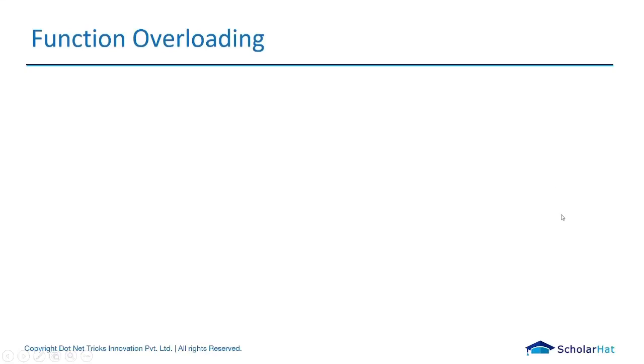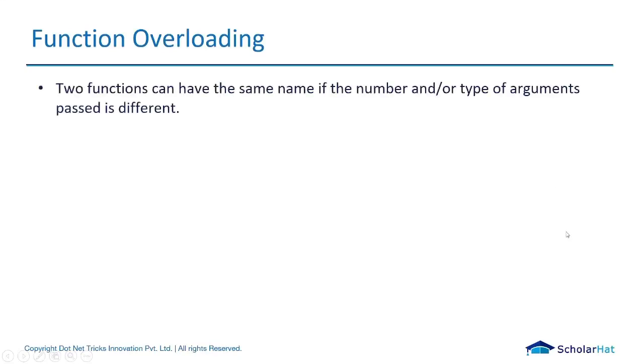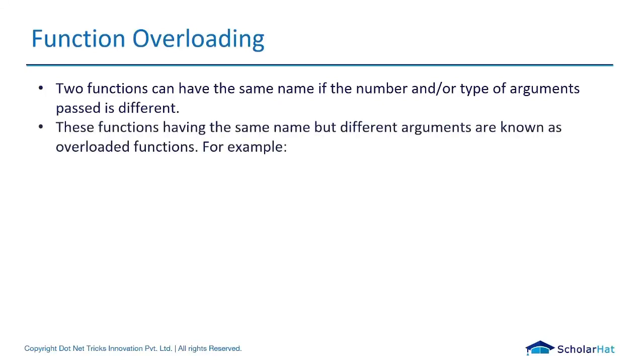Now our next topic is going to be function overloading. What does function overloading mean? We're going to see, after the theory, the code in Visual Studio. Two functions can have the same name, but if the number and type of arguments passed is different, only then we call it function overloading. Functions having the same name but different arguments are known as overloaded functions.